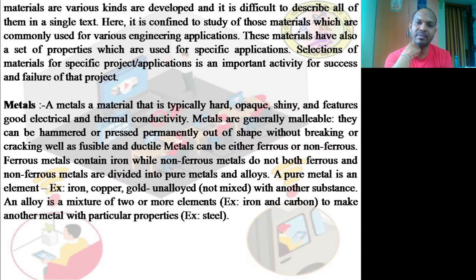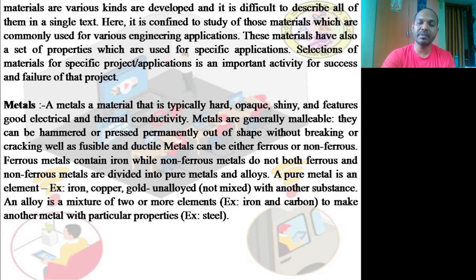Now, mixing ferrous and non-ferrous metals together, we classify them into pure metals and alloys. A pure metal is an element, for example iron, copper, or gold, unalloyed. That means they are the major constituent material, and there is no mixing of other substances with them.